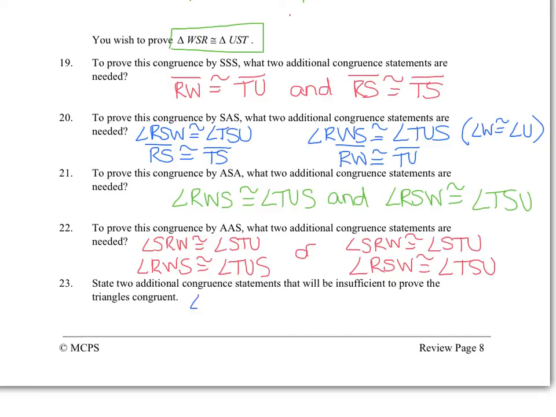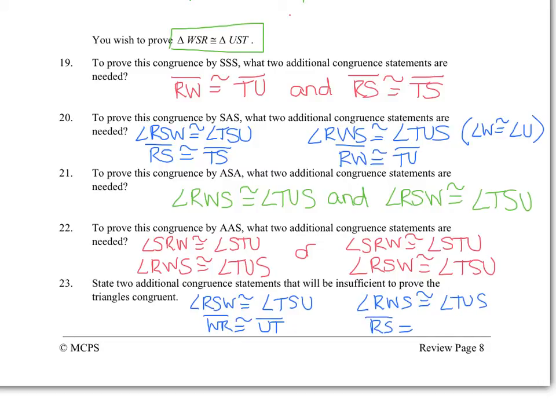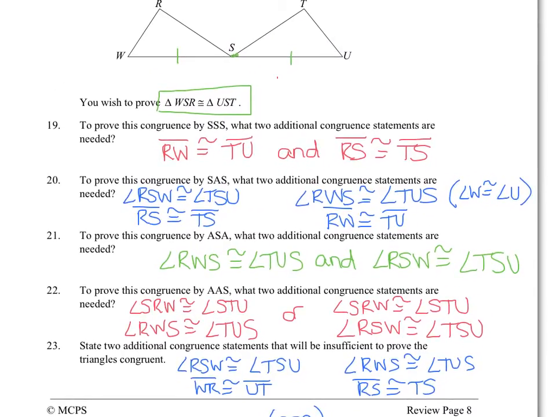I could do angle RSW is congruent to angle TSU, and side WR is congruent to side UT. Or I could do angle RWS is congruent to angle TUS, and RS is congruent to TS. Both of these would be using side-angle, which is not sufficient criteria.